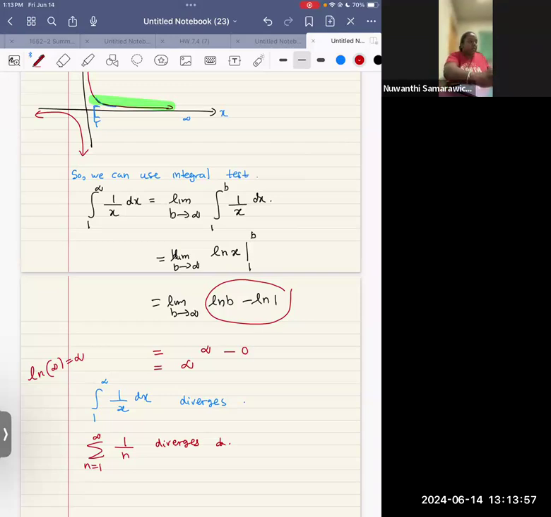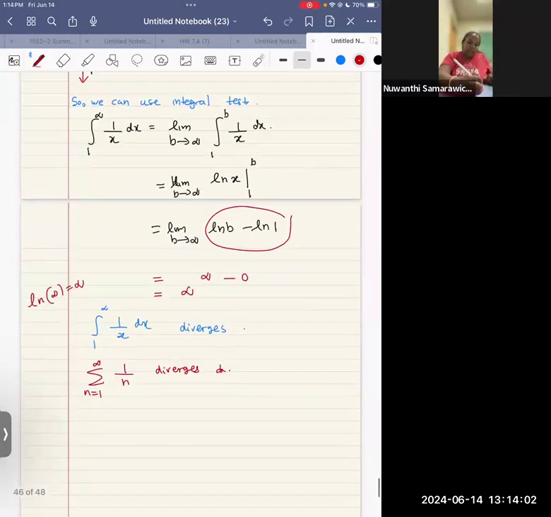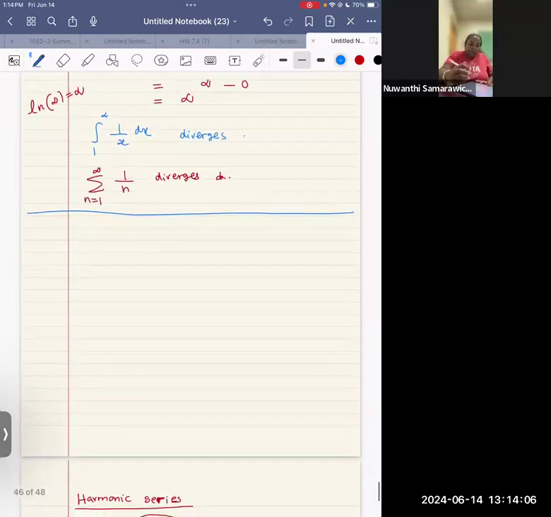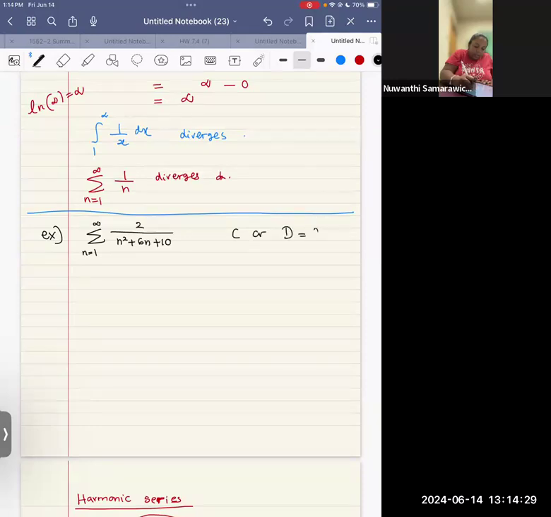So let's do one last example for this, another type of question. You have to find whether this series, the sum of n over 6n plus 10, converges or diverges.